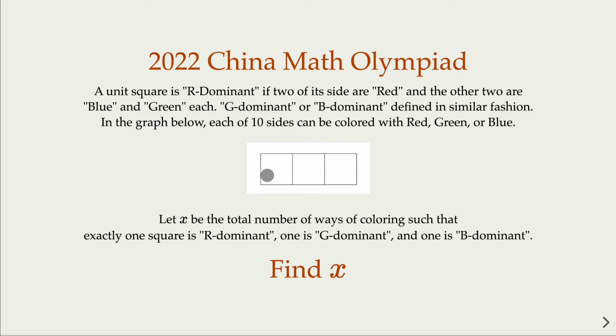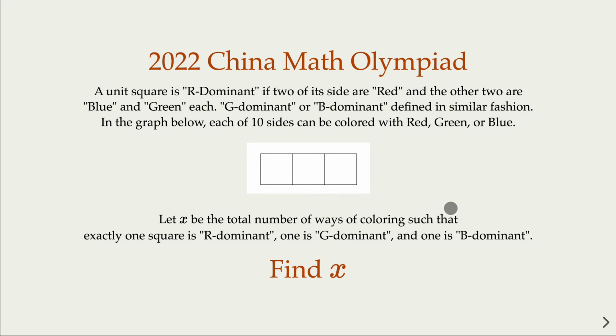Could be RGB or BGR, right? The first square is R dominant, the second one could be blue dominant, the third one could be green dominant. Alright, so we need to find X, which is the total number of such coloring schemes.